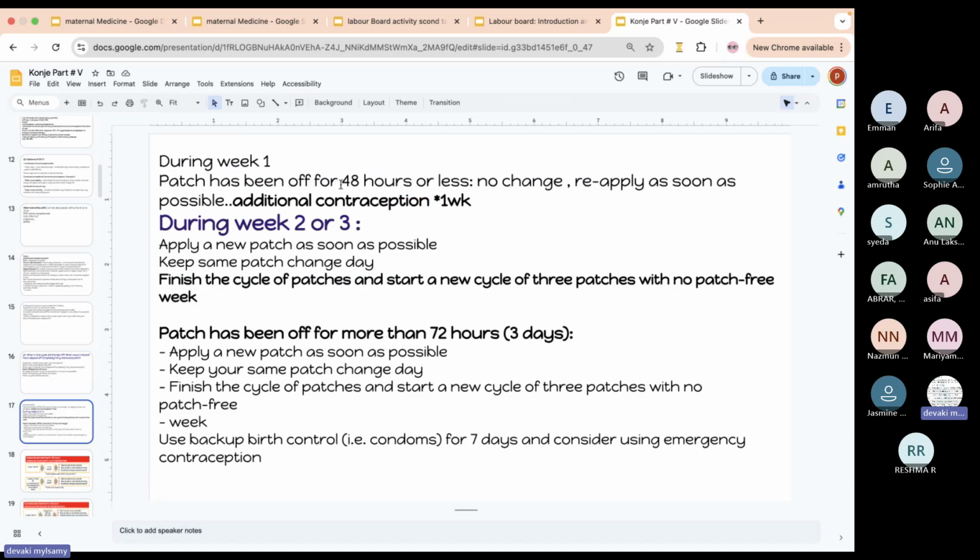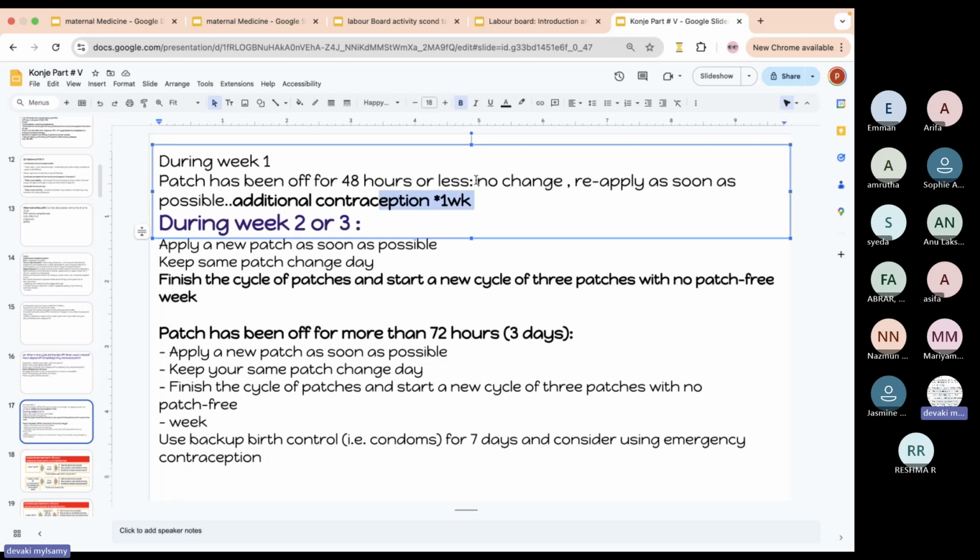What if it is off for 48 hours? Additional contraception. If it is within the first week, no change, reapply as soon as possible. Additional contraception you need to consider for 1 week. If during week 2 and week 3, apply a new patch as soon as possible. Keep the same patch change day, whether you have applied it on day 3 or day 5, the next patch day will be the same. Finish the cycle of patches, start a new cycle of 3 patches with no patch free week. Here there will not be any patch free week.